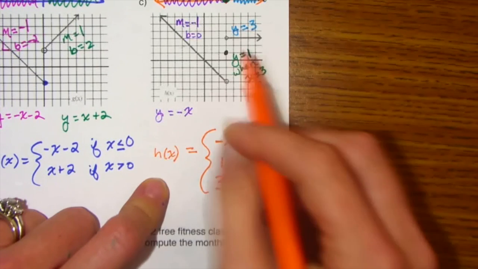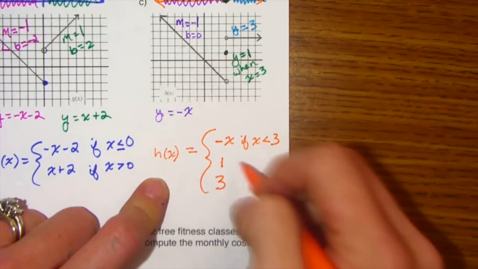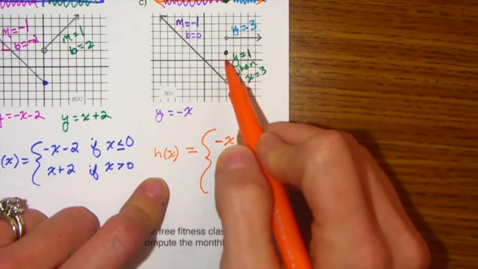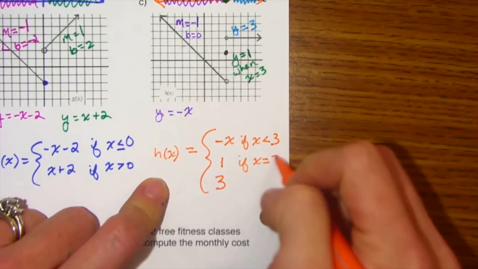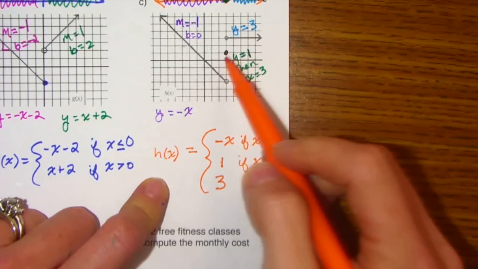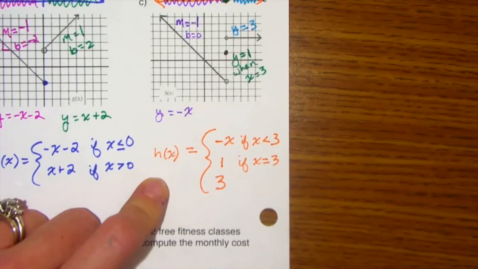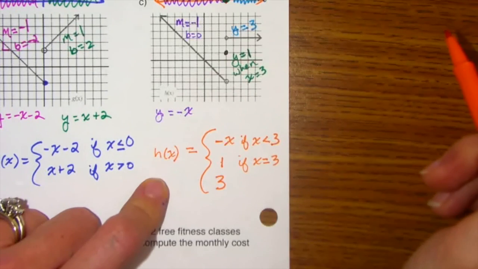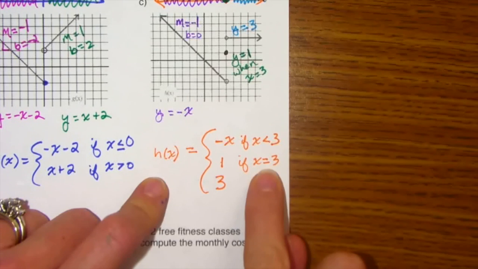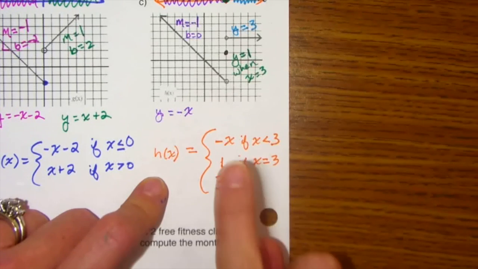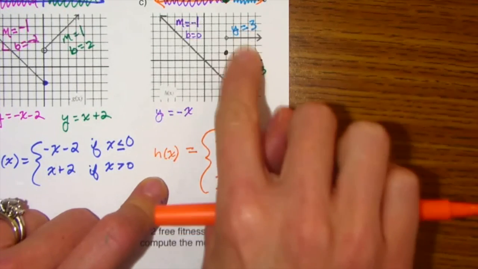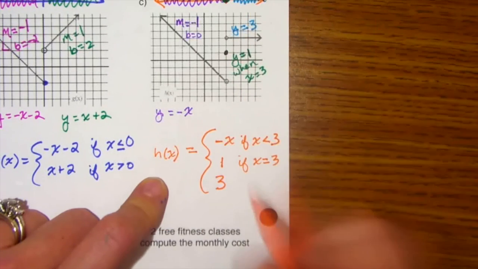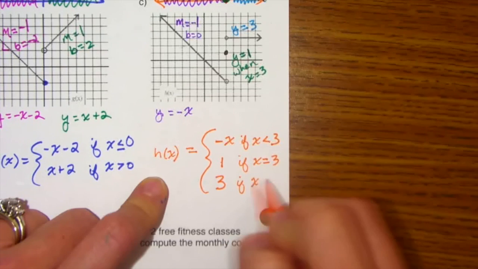When does it equal 1? Yeah, x is equal to 3. It only equals 1 when x is 3 and in no other spot. So this is not an inequality because it's a point. Anytime you have a point, then it's x equaling the x value, and then this is your y value. And then when does it equal y equals 3? So the blue part here. So if x is greater than 3.